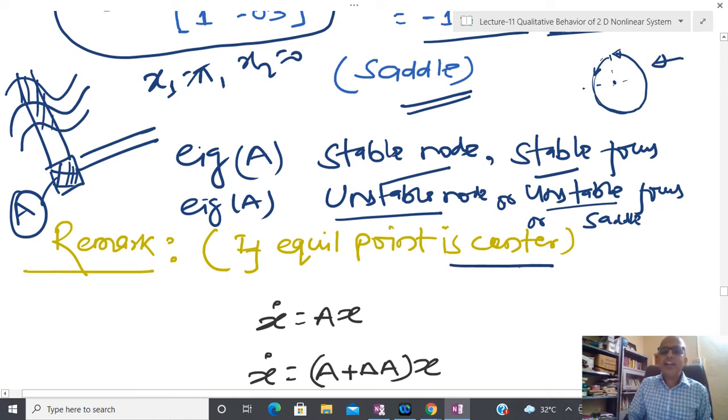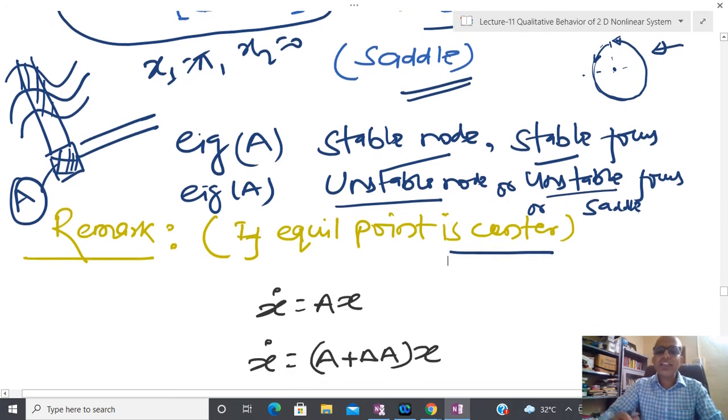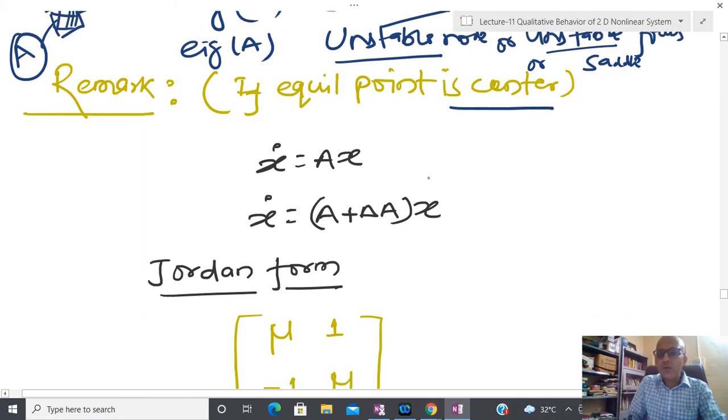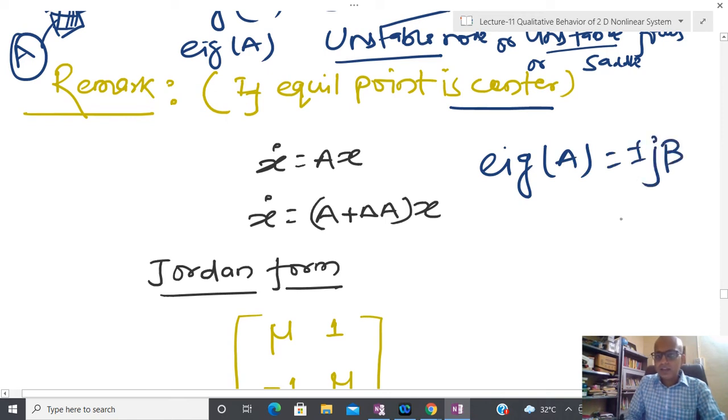That after linearization, whatever matrix comes into the picture and its eigenvalues are purely imaginary, then try to see the case. What happens? Suppose the linear system is x dot equal to Ax, and I am assuming that the eigenvalues of A are purely imaginary, so plus minus j beta, and here I am defining j as the square root of minus 1.